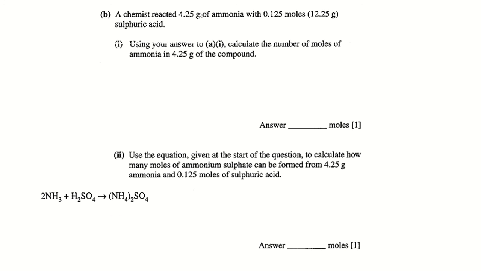Then to get our answer here, we had to use the RFM to calculate the number of moles of ammonia in 4.25 grams. So N equals M over RFM, so 4.25. And then back on the previous slide, we'd worked out that ammonia was 17. So 4.25 over 17, 0.25 mole. Now, this bit here, it said, using the equation given at the start, and you'll see I've copied it down here again, so there's the equation.